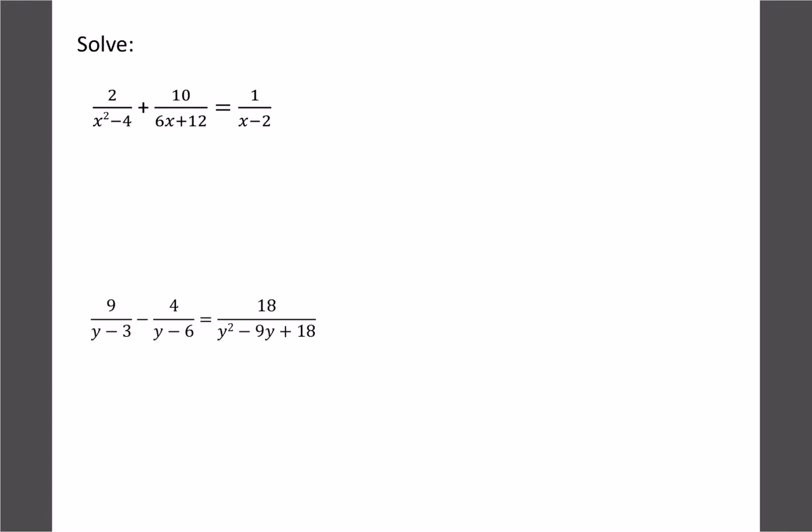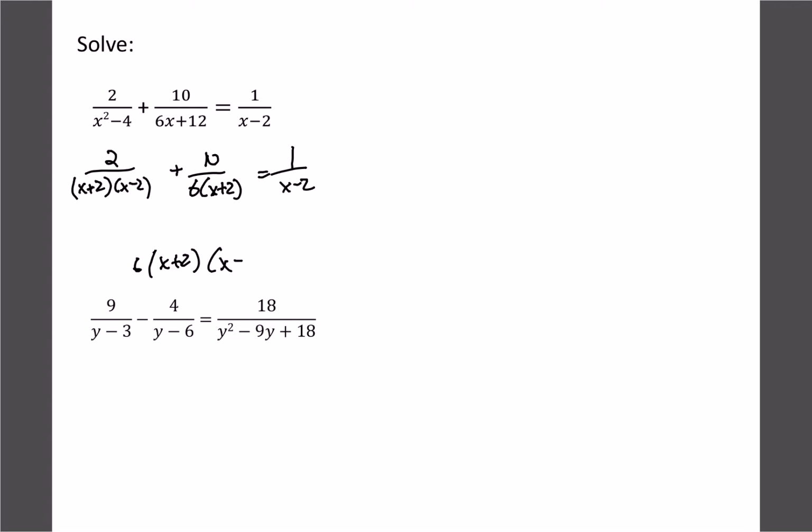Okay, let's try a couple more that are a bit harder. For this next one, you can see the denominators look quite a bit different, but if we factor them, just like we did for adding and subtracting, we can see we have x plus 2, x minus 2, 6, x plus 2, x minus 2 again. So our common denominator will be 6, x plus 2, and x minus 2.